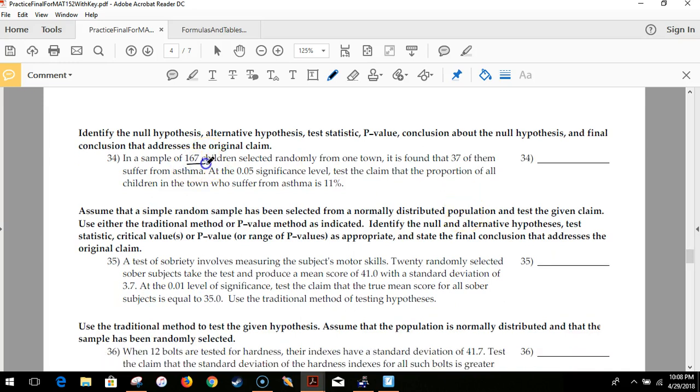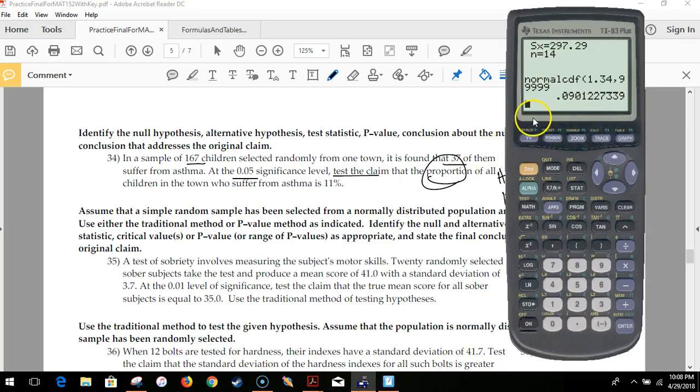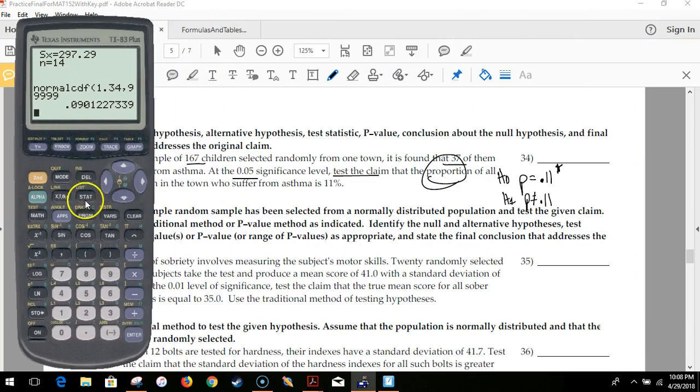34, sample of 167 children. 37 have asthma at a 0.05 significance level. Test the claim, that's where you get your pen ready, that the proportion, that's p, of all the children in town who suffer from asthma is, that means equal, is 0.11. That's my claim, that's also my null, which means my alternate has to be the not equal. The good news, this is for the proportion. Proportion's 1 prop z, and I want to check the test, so I'm going to say stat test 1 prop z test. That p not in there, you're going to match what's in your null.